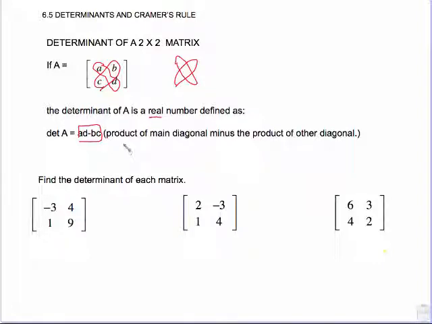Now, I don't use the same notation as the book. I think it's just easier to use these letters like this. So all we have to do to get the determinant of these 2 by 2 matrices is to multiply down the diagonal. Negative 3 times 9 is negative 27, minus, always minus because that's what the formula says, come back up with a product. 1 times 4 is 4. Negative 27 minus 4 is negative 31.